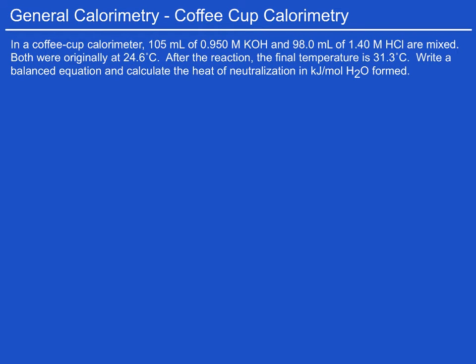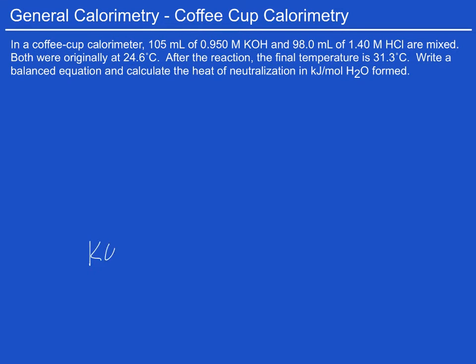Alright, so this calorimetry problem is a little bit different than the last one, which was a salt solution dissolving into water. In this case, we have two aqueous solutions, potassium hydroxide and hydrochloric acid, and they're being mixed, and we're going to have a temperature change, and we need to find the delta H of neutralization for this reaction. So first thing we have to do is write a balanced equation.